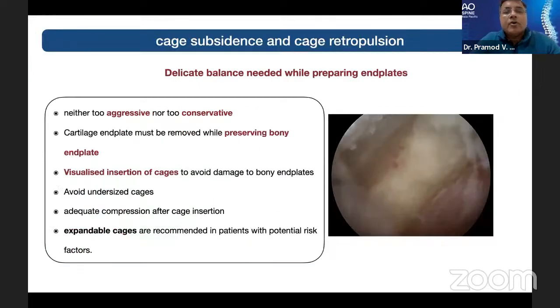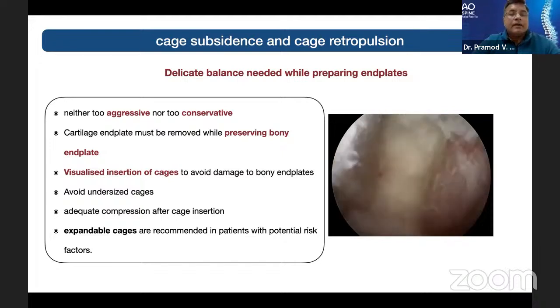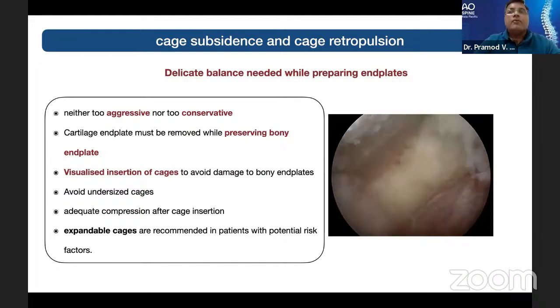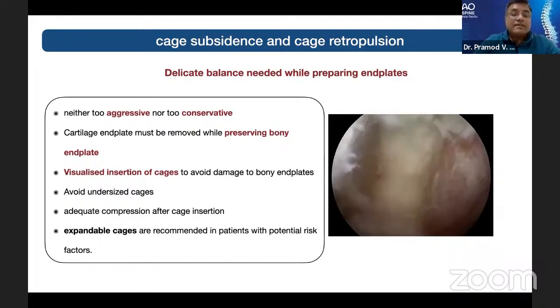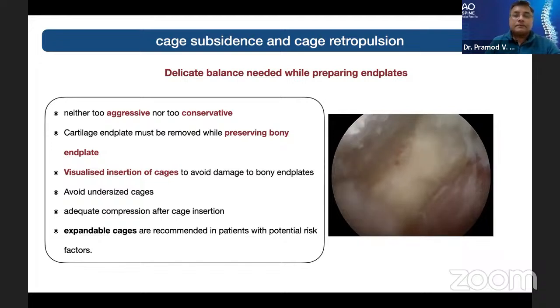So when we talk about cage subsidence and cage migration, we have to understand that we need a very delicate balance while preparing the end plates. The end plate preparation should neither be too aggressive nor too conservative. The cartilaginous end plate must be removed while preserving the bony end plate. And visualized insertion of the cages can avoid damage to the bony end plates.